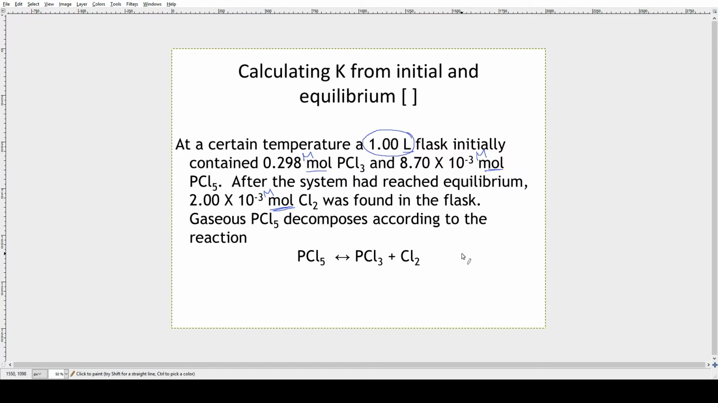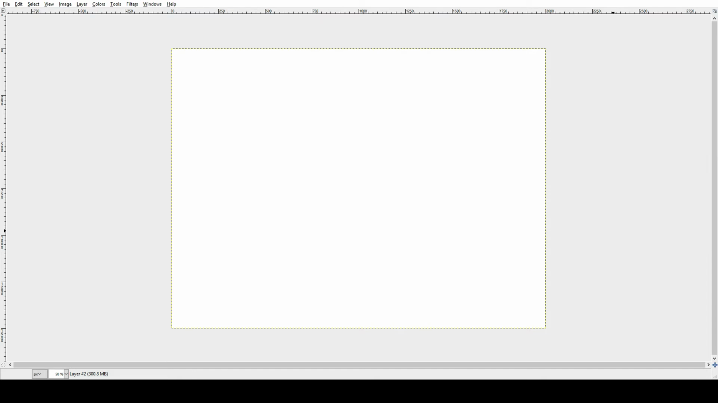They gave us our equation. It looks like it's balanced. Awesome. It's ready to go. So I'm going to start creating my ice chart. So first let's write that equation up at the top. So I have PCl5, phosphorus pentachloride. Practice those naming skills. And then I have PCl3 and Cl2.